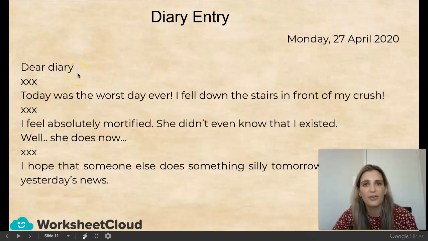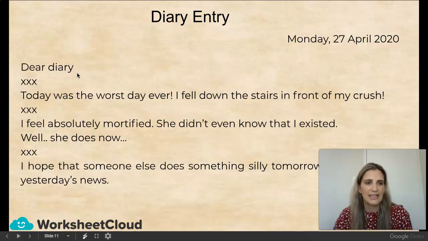Now be careful, because when you say Dear Diary, you almost start talking to the diary as if it's real. And you must stay away from that. All a Dear Diary or diary entry is, you are expressing your thoughts and your feelings about the day you had, about a certain topic. Doesn't really matter.